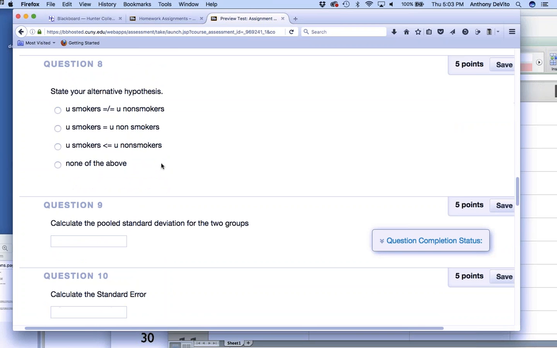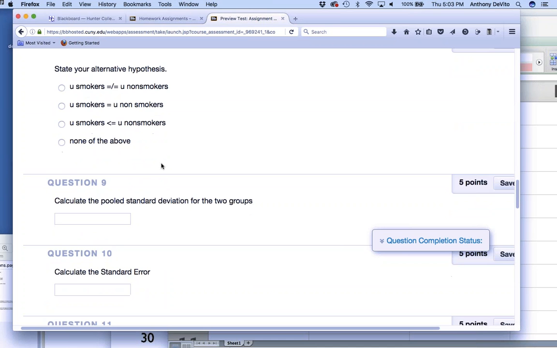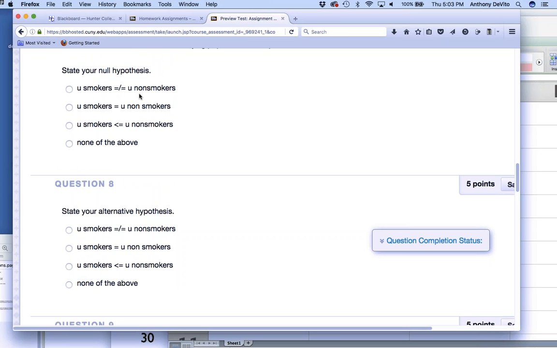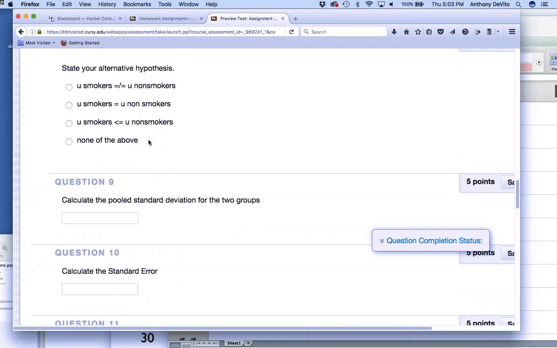Okay, state your alternative hypothesis. What are we trying to prove? The mean for smokers does not equal the mean for non-smokers. So we start with our null hypothesis that the two means are equal for the two groups, and we want to prove the alternative, which is the mean for smokers is not equal to non-smokers. That's almost always the way it's going to be.